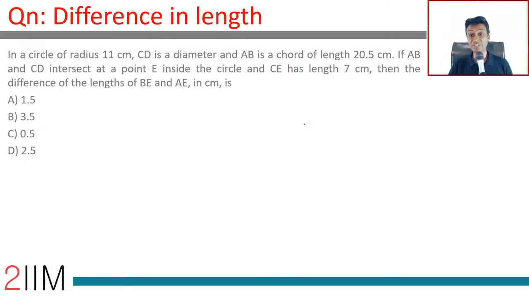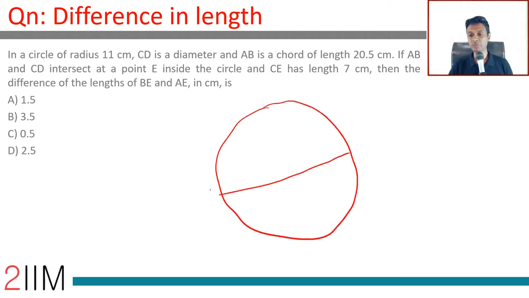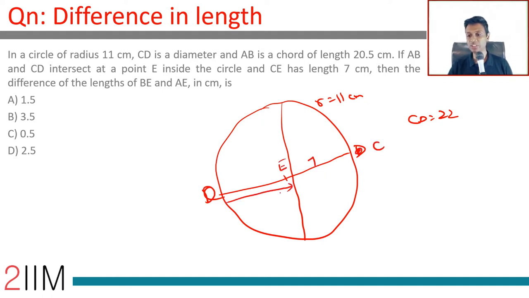In a circle of radius 11 centimeter, CD is the diameter. Brilliant. 11 centimeter. CD is the diameter. So CD measures 22. Radius is 11. AB is a chord of length 20.5. So it is very close. CE has a length 7. So I should mark this as D. This is C because I put the center here. I'll call this E. CE is 7 and DE is 15. AB is 20.5.